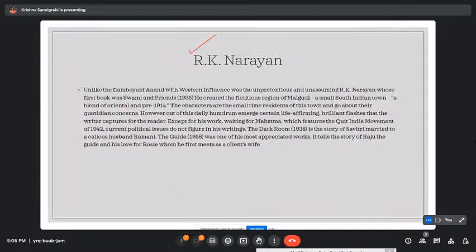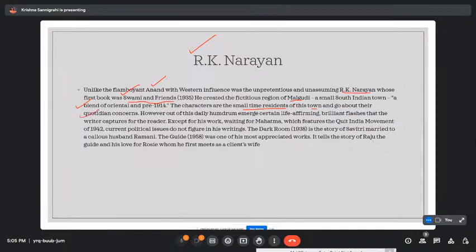Next, Narayan. So, unlike the flamboyant Anand with Western influence, was the unpretentious and unassuming R.K. Narayan, whose first book was Swami and Friends. When we were discussing Malgudi Days, that time only I had referred to this book, Swami and Friends, and his creation of this fictional town of Malgudi. So he created the fictitious region of Malgudi, a small South Indian town, a blend of Oriental and pre-1914. The characters are the small-time residents of this town and go about their quotidian concerns.